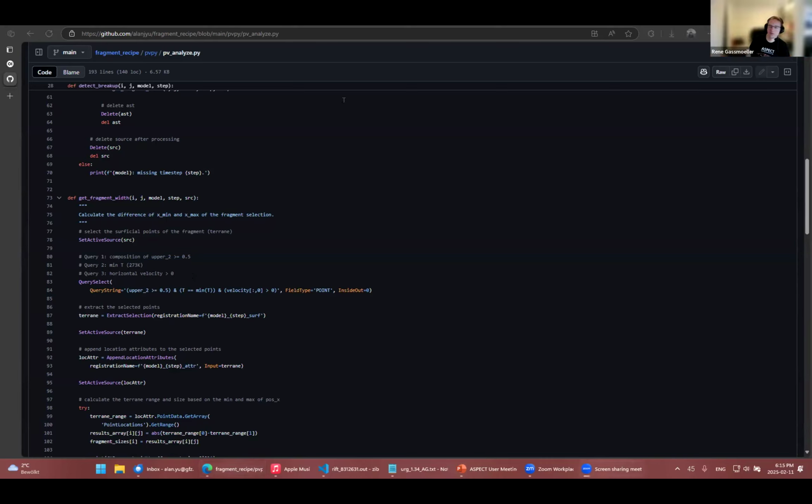Very cool. I've worked with Python ParaView scripts, but not as sophisticated as this one. This is pretty neat. I think we should advertise this more.